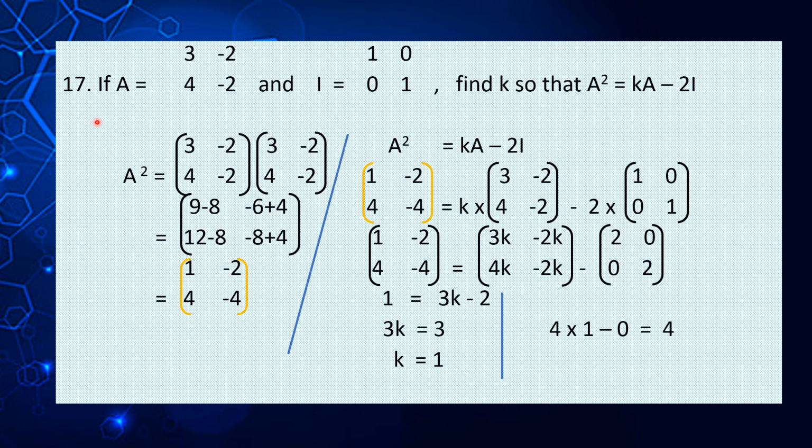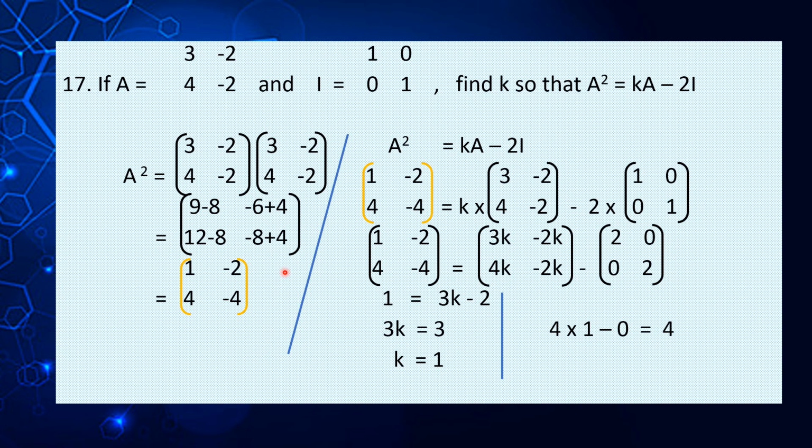17th question. If A is this one and I is given, in this one they have given that I's value is equal to 1, 0, 0, 1. It's because it is a 2 into 2 matrix. Now we have to find k so that A square equal to kA minus 2I.